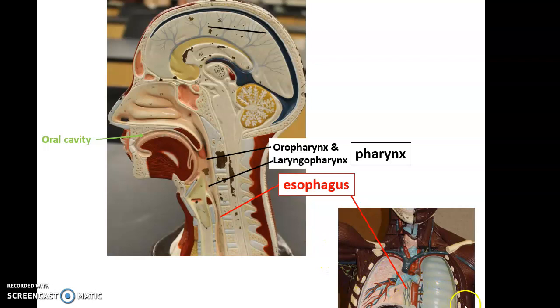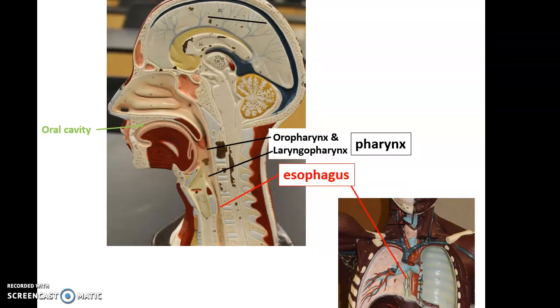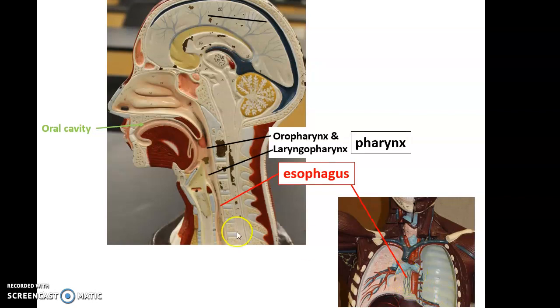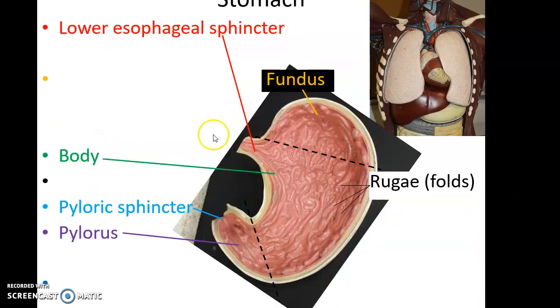Esophagus then runs down in through the thoracic cavity, specifically the mediastinum of the thoracic cavity. And then as it enters the abdominal cavity, it ends in a structure called the lower esophageal sphincter, which then leads to the stomach. So here is the stomach. We could cut this. This is the stomach cut in half. Here's the stomach intact in that upper left quadrant.